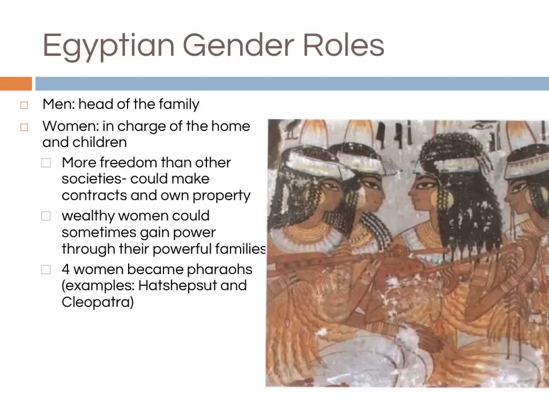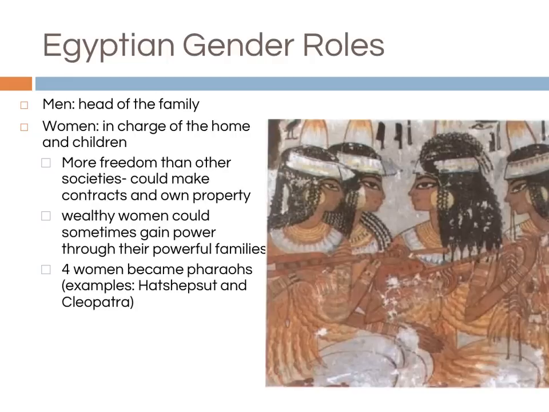So let's talk about gender roles. In Egypt, the man was the head of the family, so it is patriarchal. Women are in charge of the home and in charge of the children. They definitely had more freedom than in some other societies at this time. So women, for example, could make contracts and own property, which women in Mesopotamia generally could not.